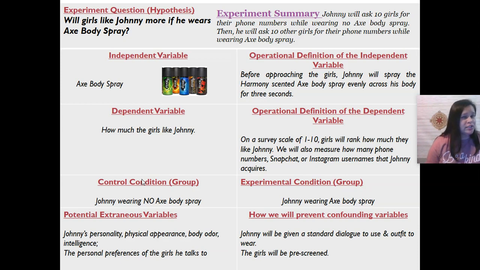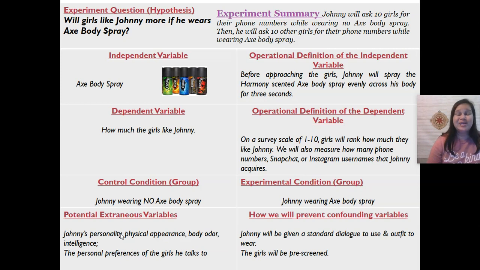But there's a lot of other things that could in reality influence their decision about Johnny other than just the Axe body spray. So down here we have our potential extraneous variables. His personality: what if he walks up to them and these girls just don't like his vibe, or he says something dumb, or they think he's too aggressive in his approach? What if he's not their type? His physical appearance: what if he's too tall or too short, or they don't like his haircut, or there's just something about the way he looks?